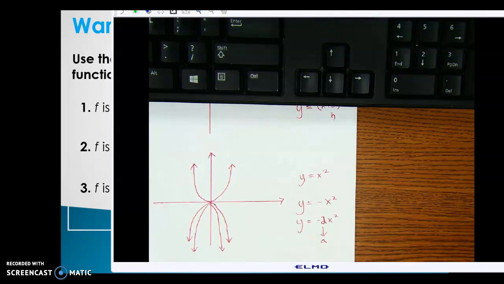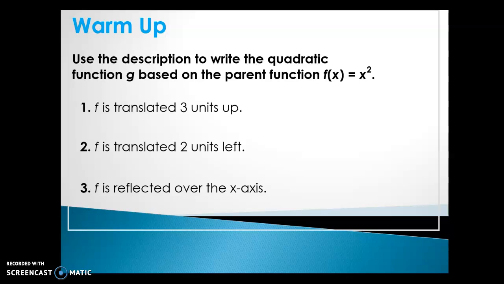Okay, that was your warm-up. So there you go. We did it together. They changed it to g of x. It said f of x right there. They changed it to g of x. Oh, they said they wanted you to change it to g. I see that right there. Okay. See the g? And then reflect it over the x-axis.